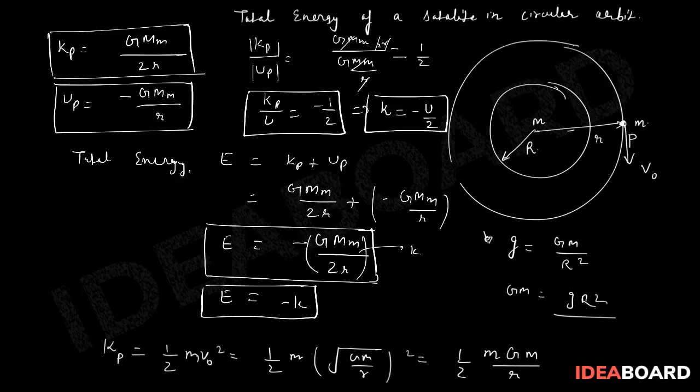So these are the relations between K and U, and total energy is equal to minus K. So now this value can be substituted, minus U by 2 here. So E can also be obtained as U by 2. Correct? So this is a very, very important relation for any gravitational satellite, which is highly important, and we need to remember these relations between total energy, potential energy and kinetic energy. Fine?